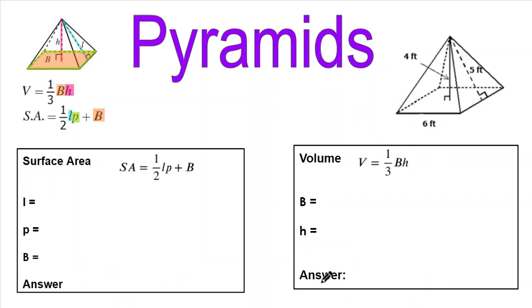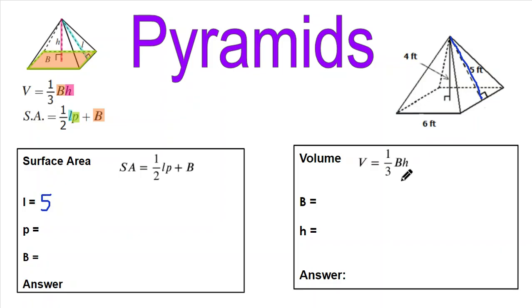All right, this is a pyramid. So the surface area of a pyramid is 1/2 times L times P plus B. L is that slant height again. It's the length on the outside of your pyramid. So this is the slant height, and it says it's 5 feet. So I'm going to write 5 there.